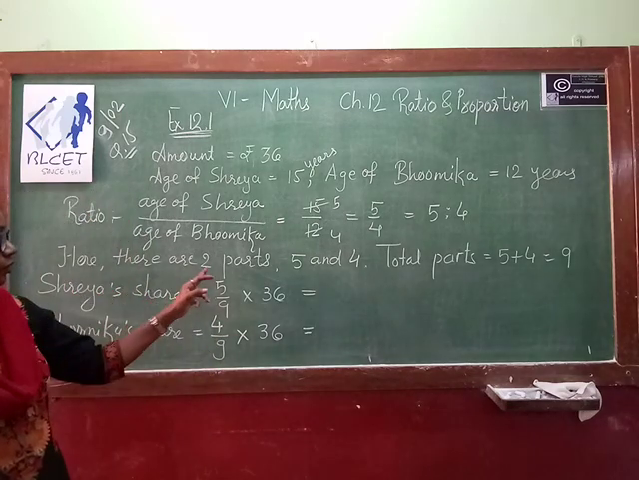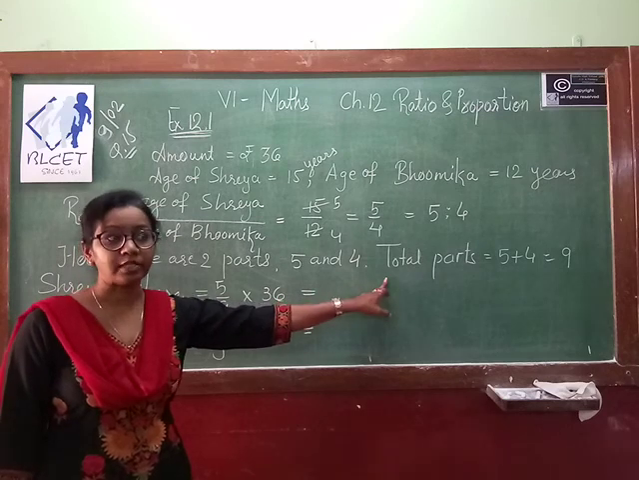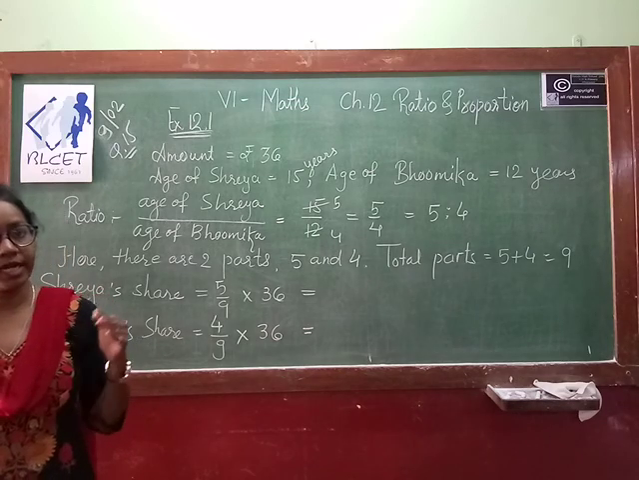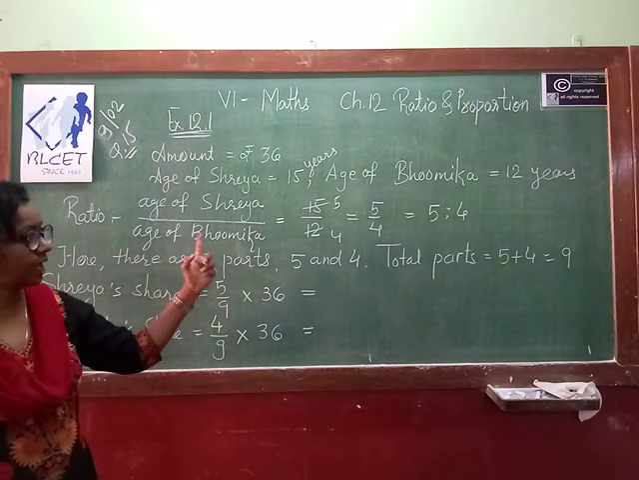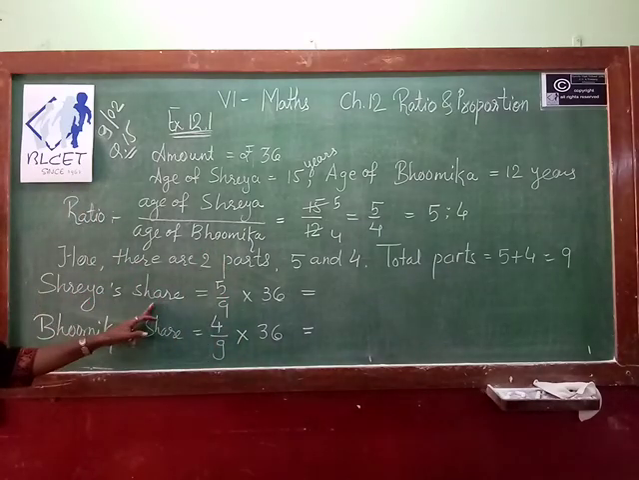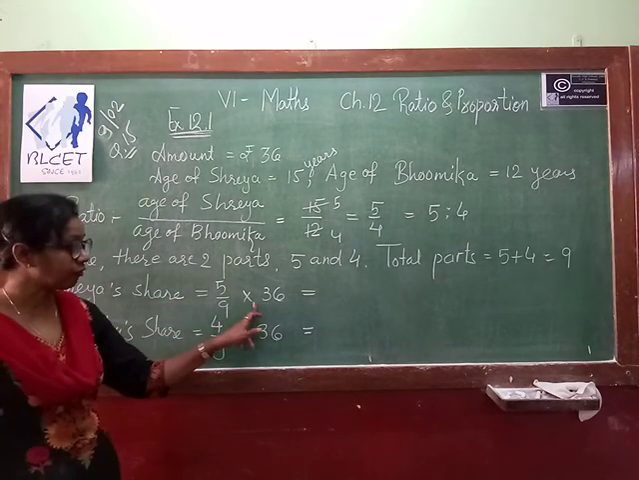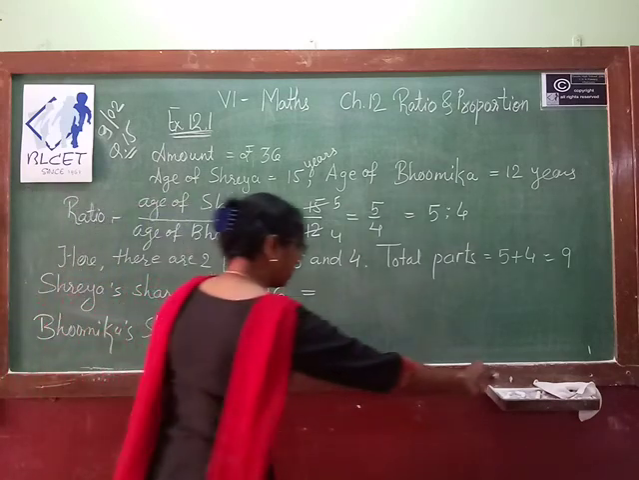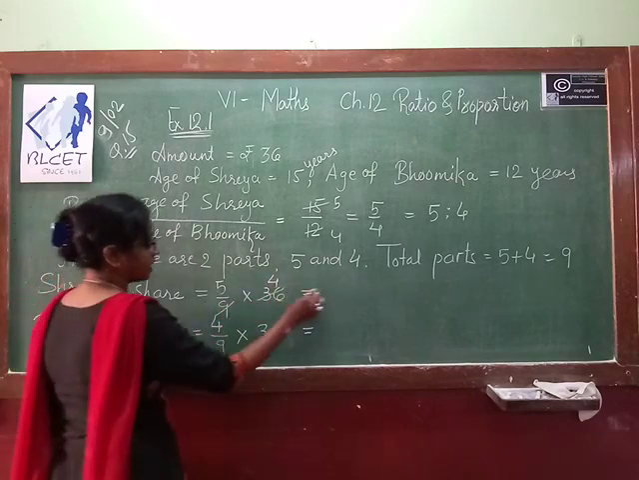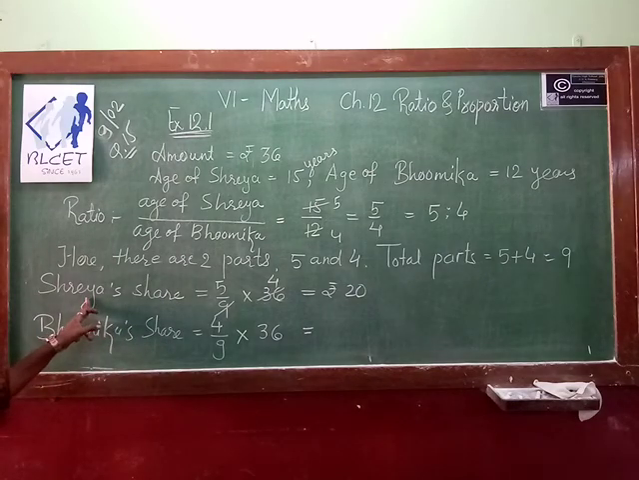Okay, so we have 2 parts, 5 and 4. So total parts are 5 plus 4 is equal to 9. So we are making 9 equal parts of 36 rupees. Out of that, 5 parts will go to Shreya and 4 parts will go to Bhumika. So let's see. Shreya will get 5 parts out of 9 parts of what? Of rupees 36. When we do the cancellation, we know that 9 4s are 36 and 5 4s are 20. So Shreya will get 20 rupees.